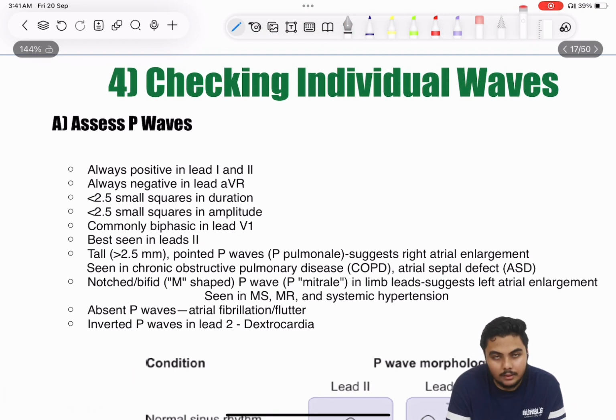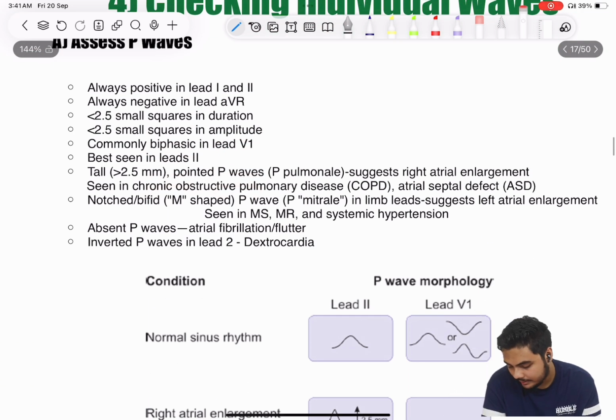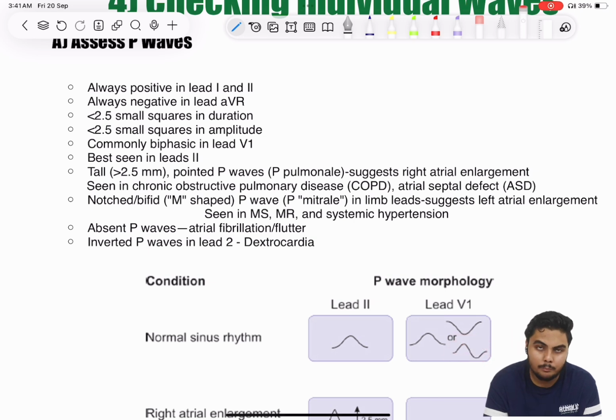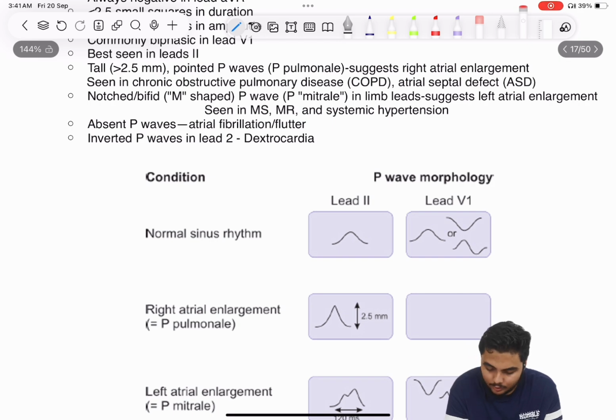So next, P waves can commonly be biphasic in lead V1, right? So what's biphasic? This is what we call biphasic, right? So it has a positive deflection also and a negative deflection also. This is biphasic, and the P wave can normally be biphasic in lead V1, right? Now, as I already told you, P waves are absent in atrial fibrillation or flutter.